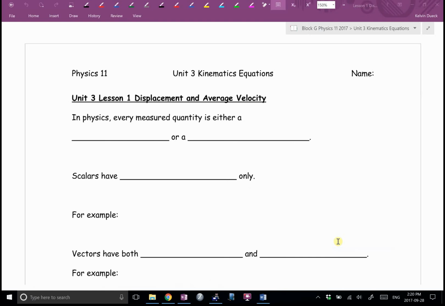So we're going to start the official physics part now. It says Unit 3 because I skipped Unit 2. Something had to go with the shorter classes, and so that's what went.